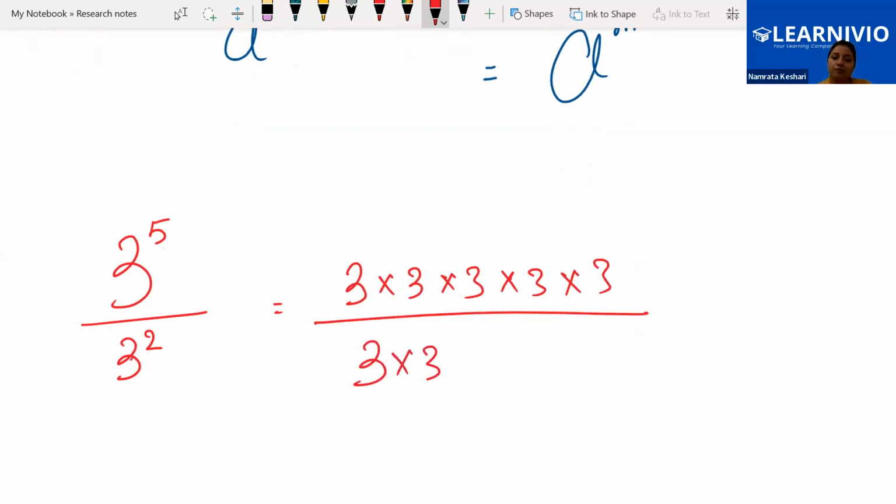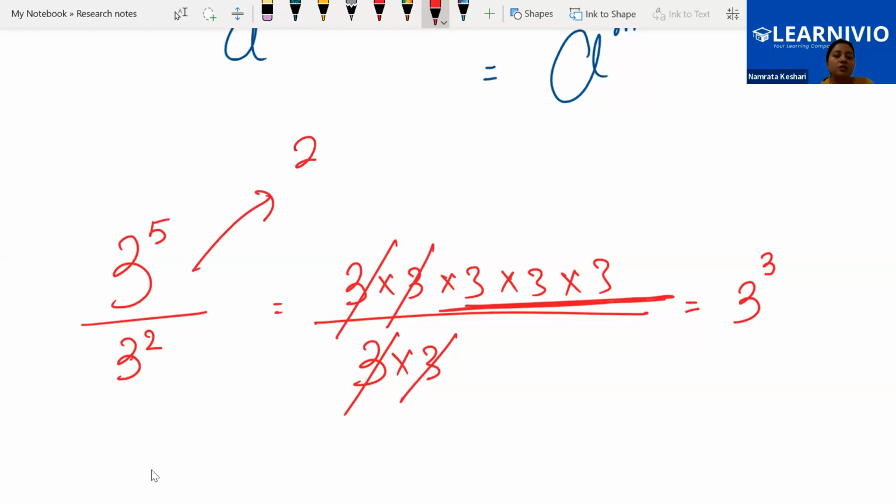2, 3 will get cancelled out, and how many 3s will be remaining? This 3 times 3 means 3 to the power 3. And what does the rule say? The rule says whenever we have the same base and there is a division between the terms, then we have to subtract the exponents. So here we will be subtracting the exponents, and then we will get 3 to the power 5 minus 2, that means 3 to the power 3.